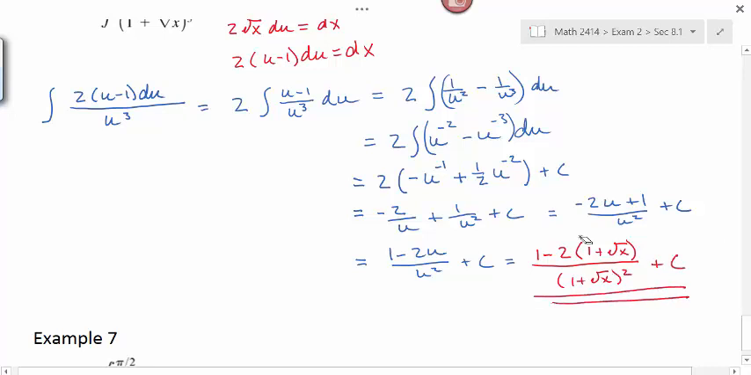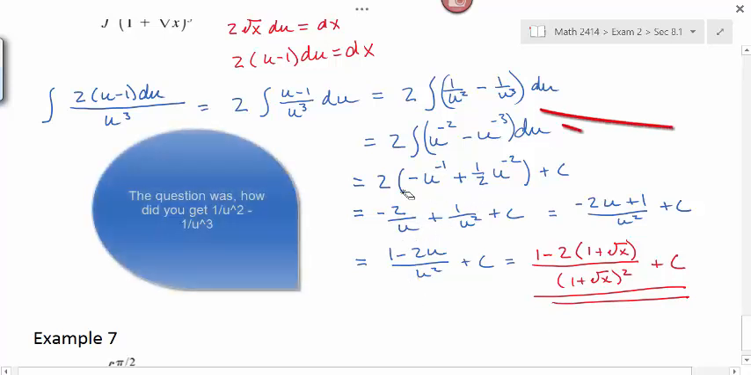Honestly, I would not have counted off if you would not have written this as a single expression. If you would have left it like this, I would have been okay with that.